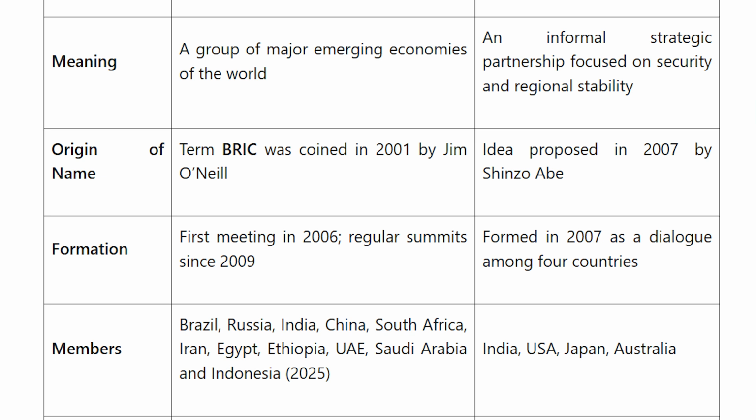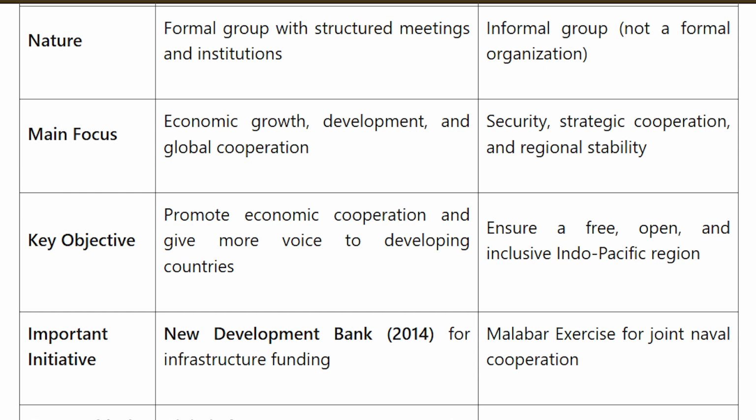Members: BRICS has Brazil, Russia, India, China, South Africa, Iran, Egypt, Ethiopia, UAE, Saudi Arabia, and Indonesia, as of 2025; QUAD has India, USA, Japan, and Australia. Nature: BRICS is a formal group with structured meetings and institutions; QUAD is an informal group, not a formal organization. Main focus: BRICS focuses on economic growth, development, and global cooperation; QUAD on security, strategic cooperation, and regional stability. Key objective: BRICS aims to promote economic cooperation and give more voice to developing countries; QUAD aims to ensure a free, open, and inclusive Indo-Pacific region.